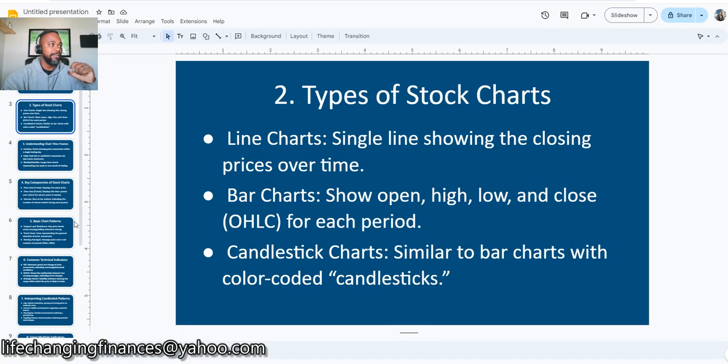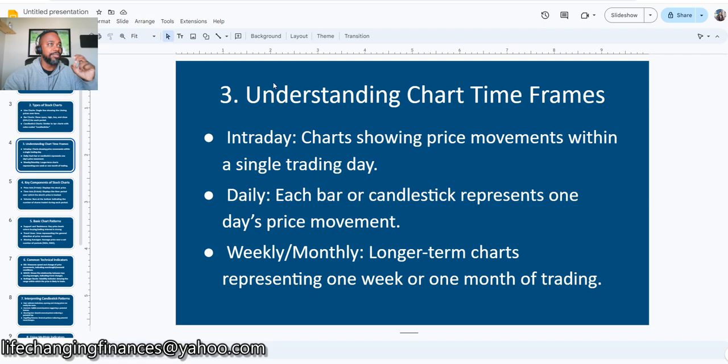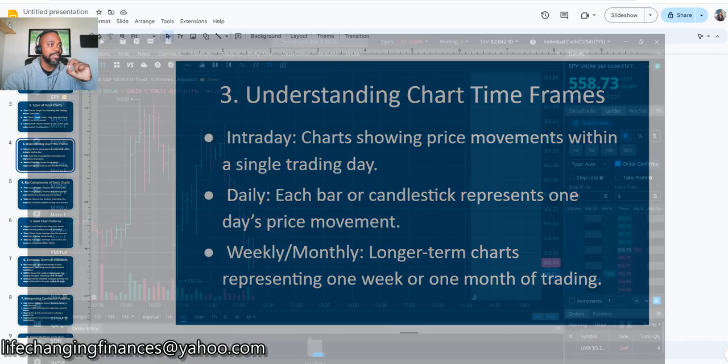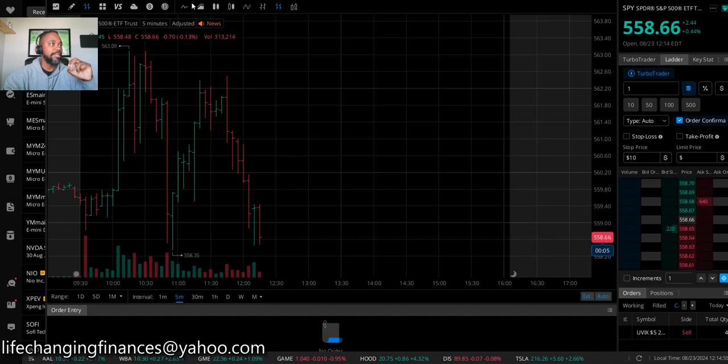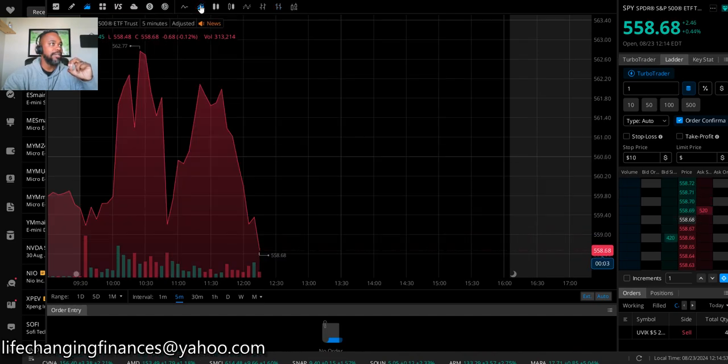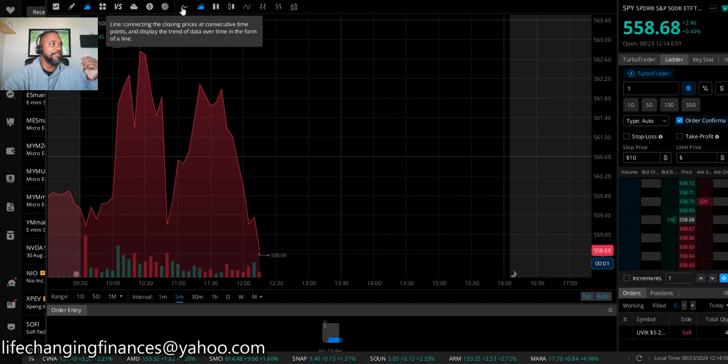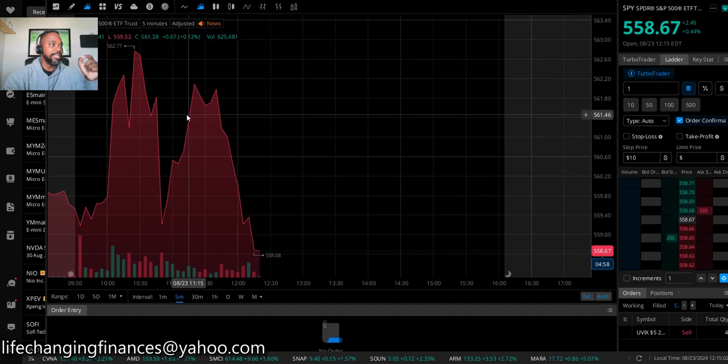Okay. Now let's go on to number three, understanding chart time frames. So you have intraday charts showing price movements within a single day. Okay. So this is what that looks like. So this is the intraday here. It will look something like that. Okay. So that's the intraday.